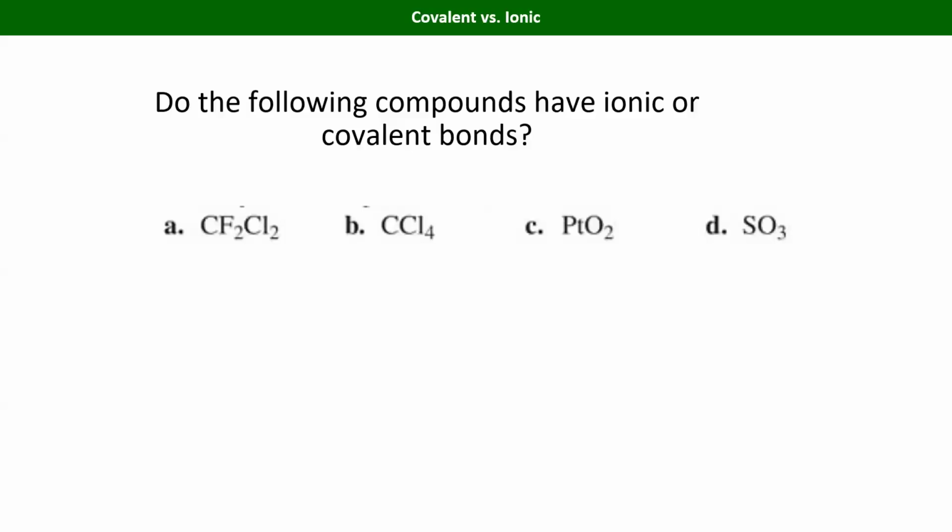So CCl4, if we're putting prefixes on everything, we'd say monocarbon tetrachloride. Remember, we don't usually say mono for the first one. So it would just be carbon tetrachloride, which is a real, fairly common compound. We use it all the time as a solvent in organic chemistry. And then how about D? Sulfur trioxide.